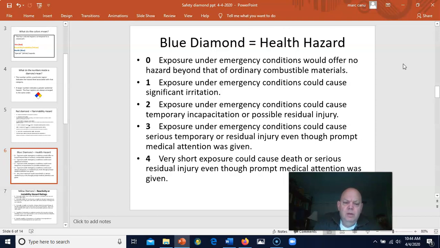Because you don't want the person to bleed to death. That would be something that you'd want prompt medical attention for. And that's where first aid comes in. It's always good for people to learn some basic first aid, basic CPR, those things. Level 4, very short exposure could cause death or serious residual injury, even though prompt medical attention was given. Okay.